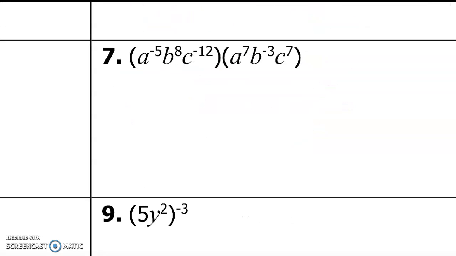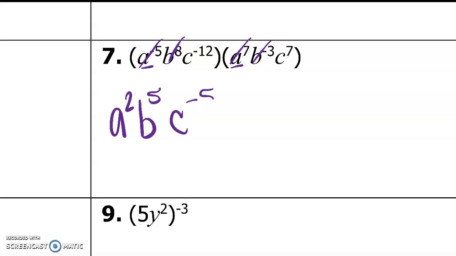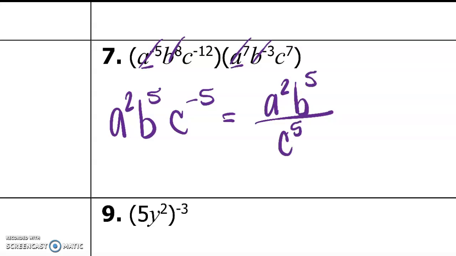Number 7, first look at your A's. Negative 5 plus 7 would give us A to the positive 2. If it helps to cross them off, do that. We would have B to the positive 5 and C to the negative 5. So again, when you're multiplying, you add your exponents. So we have a negative exponent, so draw yourself a fraction bar. The A squared and B to the fifth stay on the top. C to the fifth would go to the bottom and change to a positive.